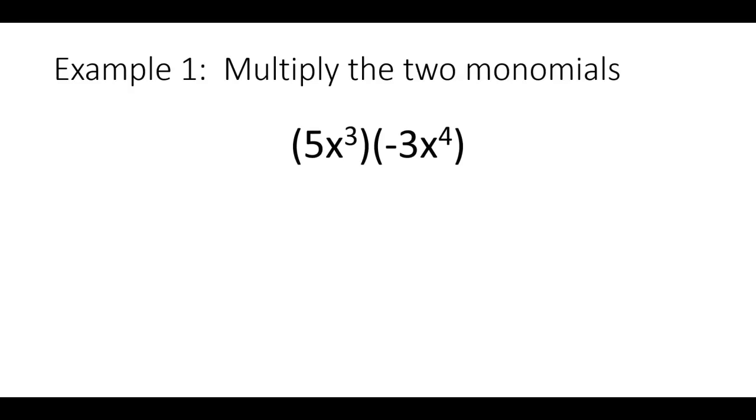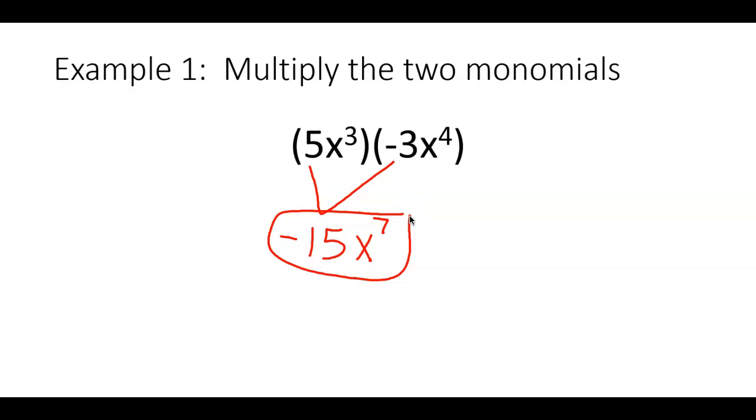Now on the last slide that we just did, I'm going to ask Miles, what did we say we were going to do with the coefficients when we're multiplying? You're going to multiply them. So 5 times -3 is -15. And now my exponents, Stephen, are 3 and 4. What did we say we were going to do with our exponents? We were going to add them. So 3 and 4 makes 7.